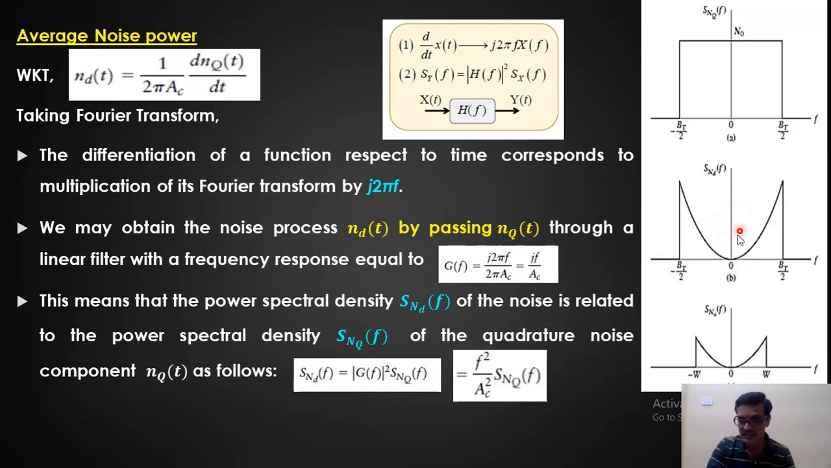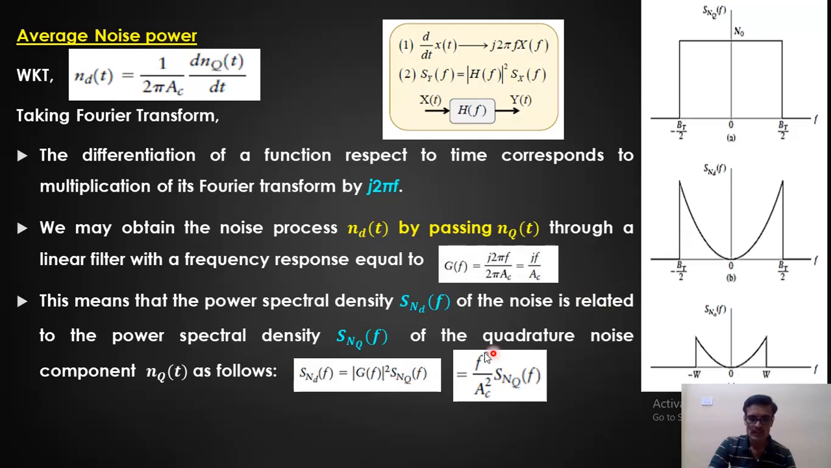Now, why do we get such a response? You can verify that by substituting this G(f) over here. What is S_nq(f)? S_nq(f) is nothing but N_0, which I will substitute later. If I take the square magnitude of this particular function, the j will disappear. We get f squared by A_c squared into S_nq(f).